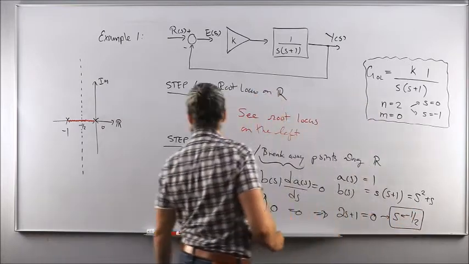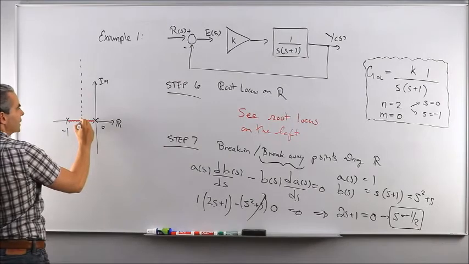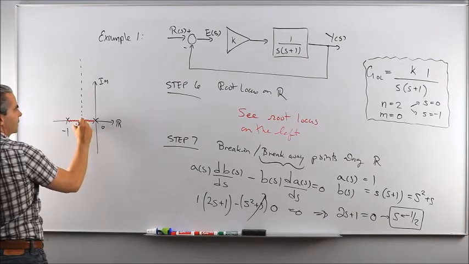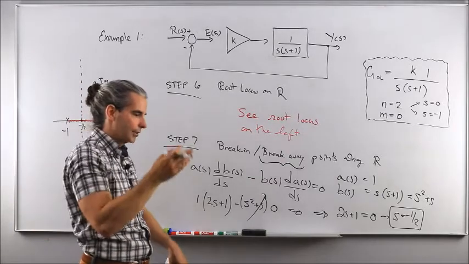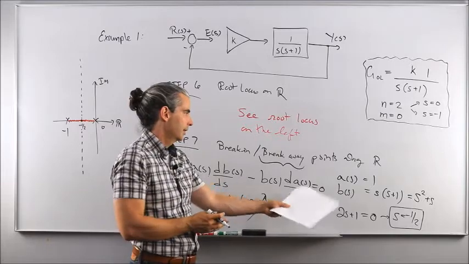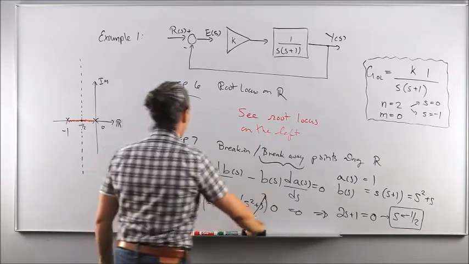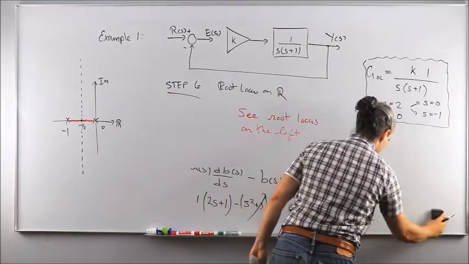Now notice that here, that breakaway point corresponds to the intersection of the asymptotes with the real axis, but it doesn't need to be always like that. You could get an intersection with the real axis for the asymptotes that would be different than a breakaway point. Let me draw real quick such a situation for you. Okay?